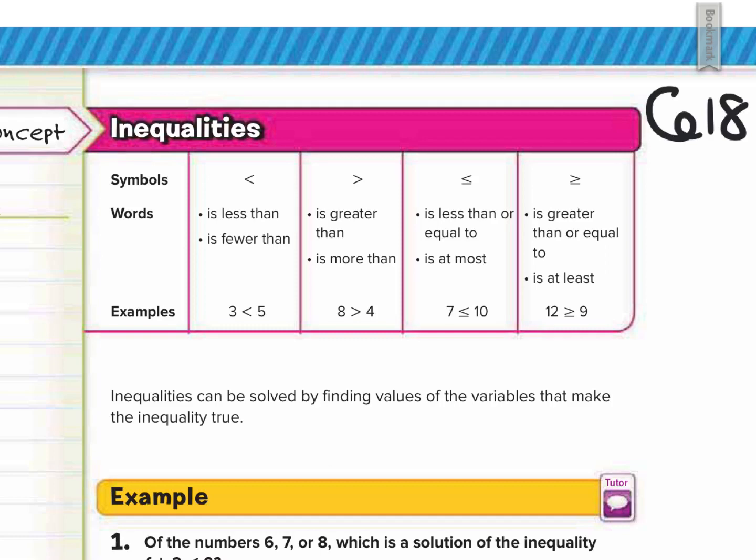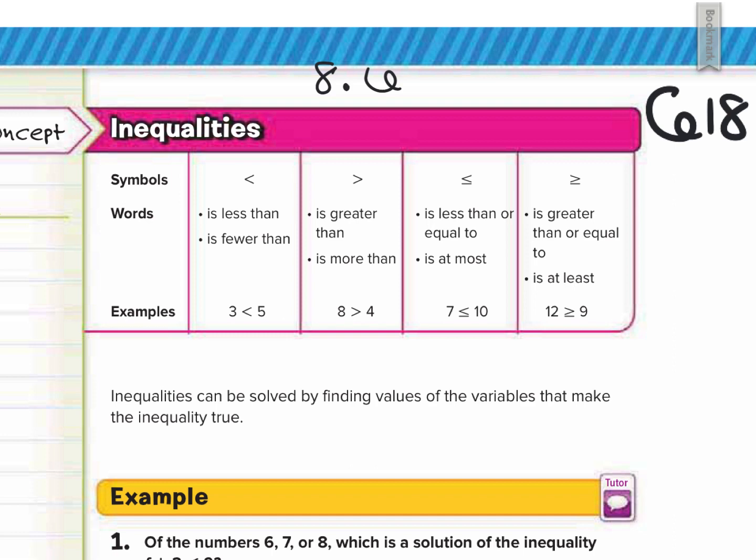Okay, so today we're going to be doing Chapter 8, Lesson 6. We're going to be talking about writing and graphing inequalities. So this chart is on the top of workbook page 618. You don't have to go to that page. We're just going to look at this chart.